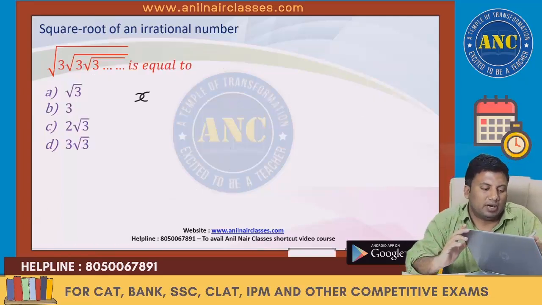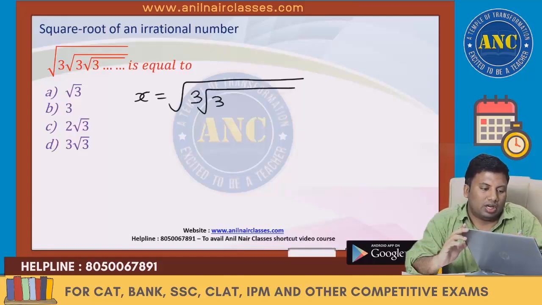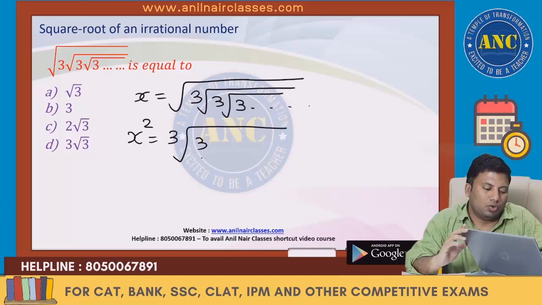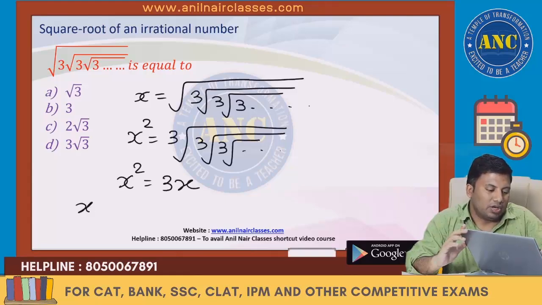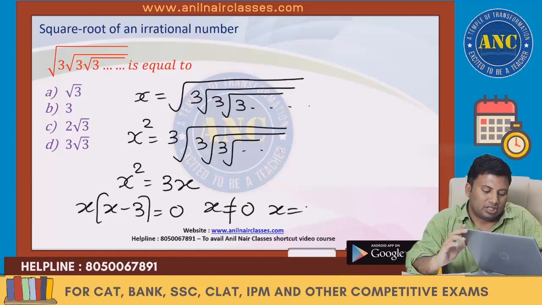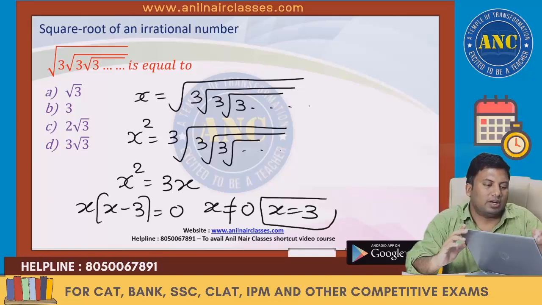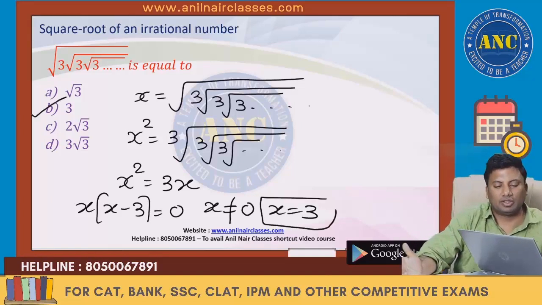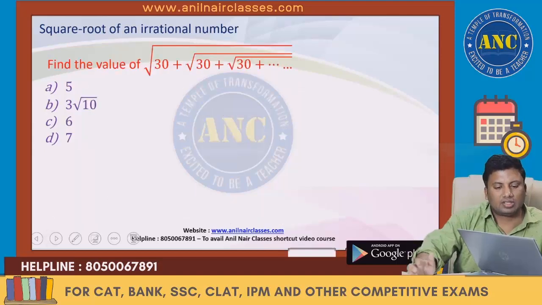Next is x = √(3 × √(3 × √3...)) and so on. So x² = 3 × √(3 × √3...) and so on, so x² = 3x. So x × (x − 3) = 0. x cannot be equated with 0, so x is nothing but 3. Easy question it is. Next one.